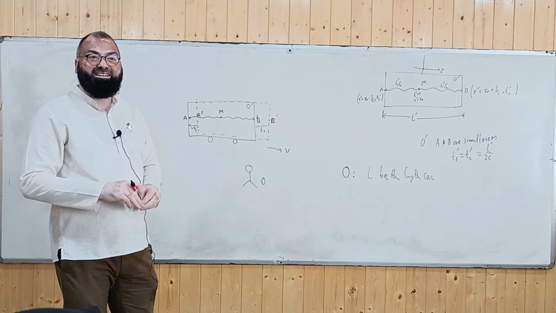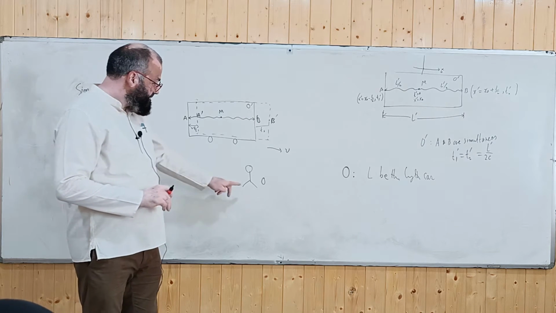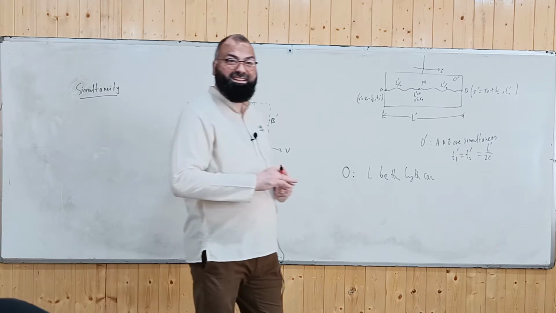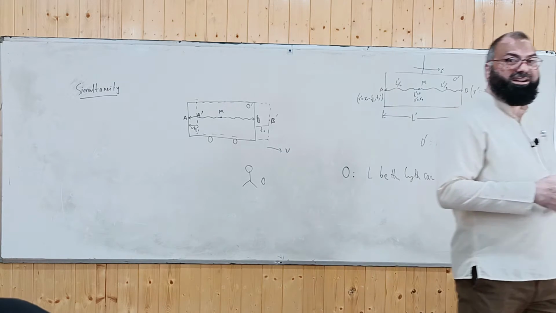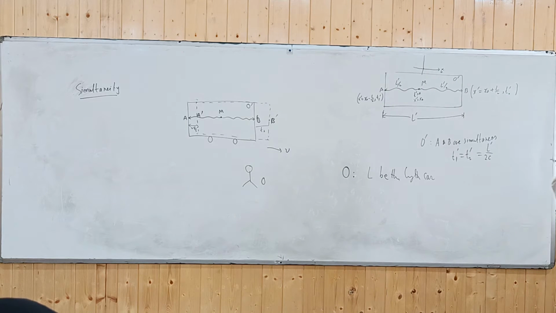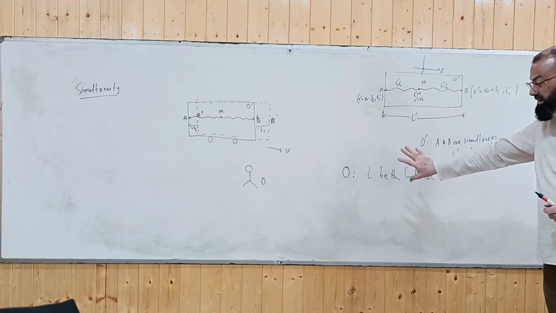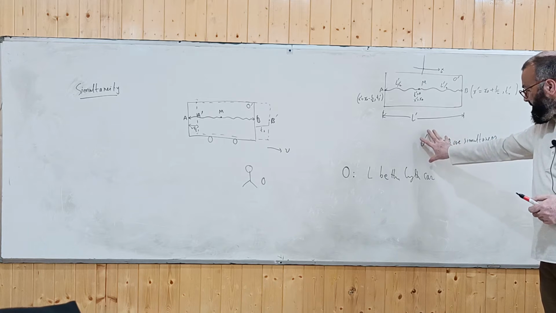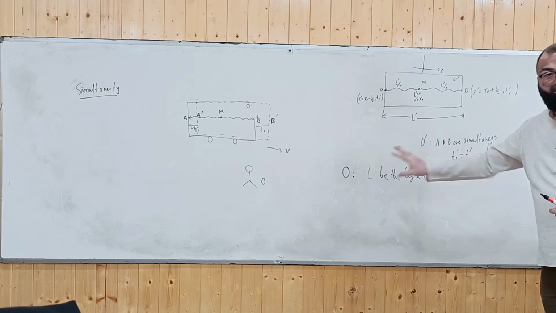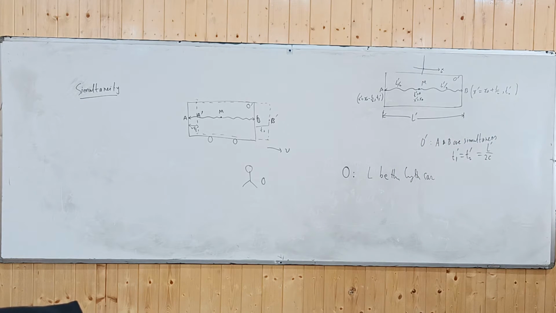Okay. So let's assign the coordinates from the perspective of O. If I assign the coordinates from the perspective of O, then I will be able to relate the events from O prime with the events from the perspective of O. So I can figure out a relation between the two. Got it? Any problem?